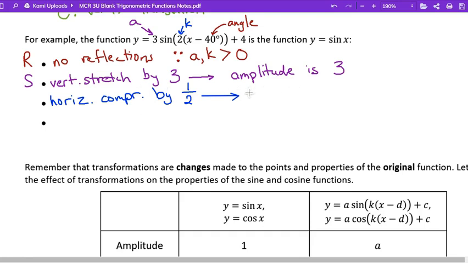All right, so the period is going to be 360 degrees times 1 over K. Because the period of the parent function is 360. So you always take 360 and you multiply it by 1 over K to figure out the new period. In this case, we're multiplying it by half. So the period is 180.